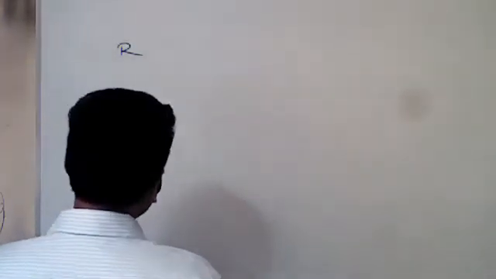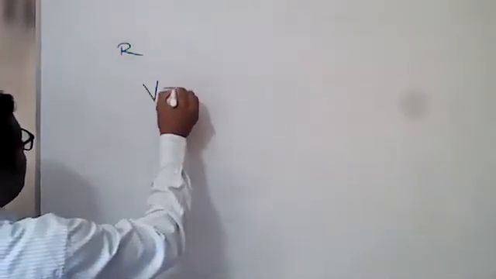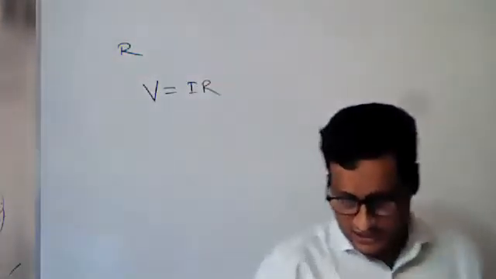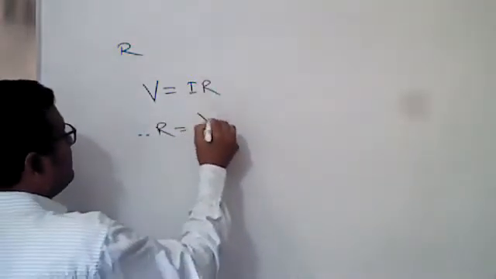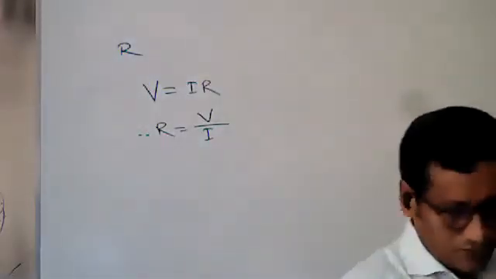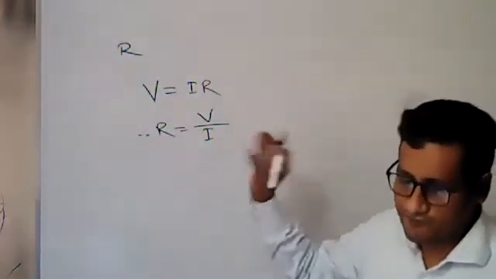The homework was the dimension of R. R means resistance. So, according to Ohm's law, we know V equals IR. So the resistance R equals V by I. At first we have to know the dimension of V.